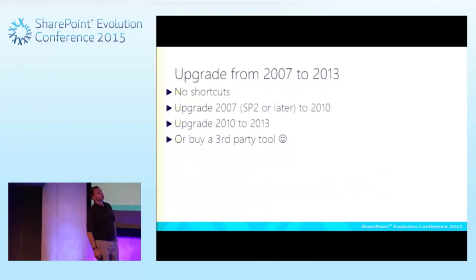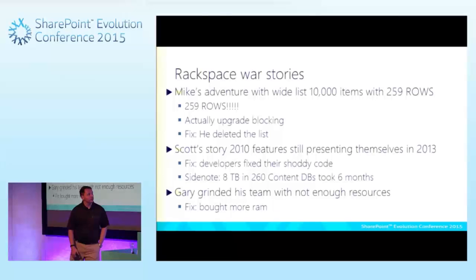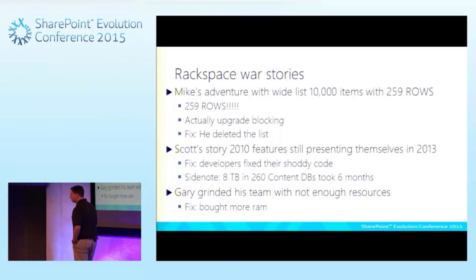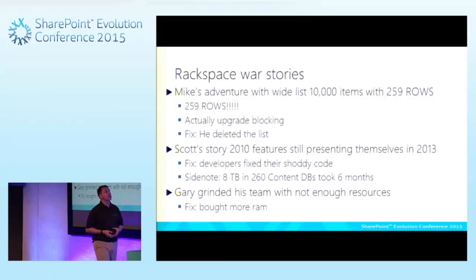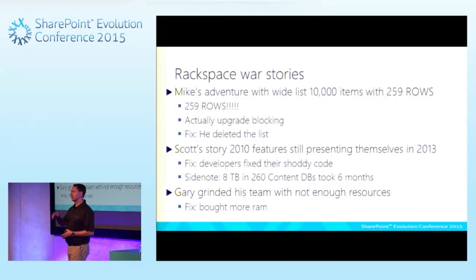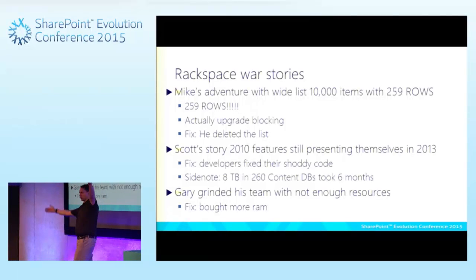I had a couple of, there we go, some horror stories that we've had. So one of the things you can do with a list is you can add multiple columns to a list. We've got rows in there. But we had a customer who had done that. They had a list with 10,000 items in it, which isn't as big a deal now as it was a version or so ago in SharePoint, but it's a pretty respectable list. And they had added 259 custom columns to it. So not only was this long, this was wide.